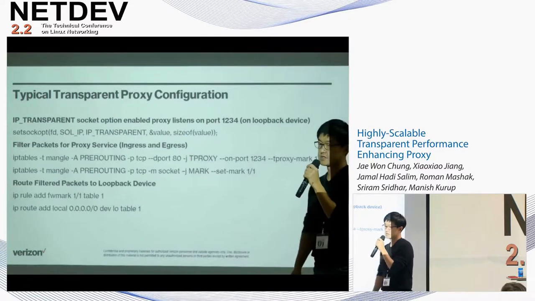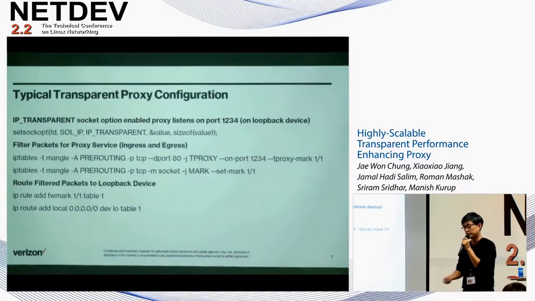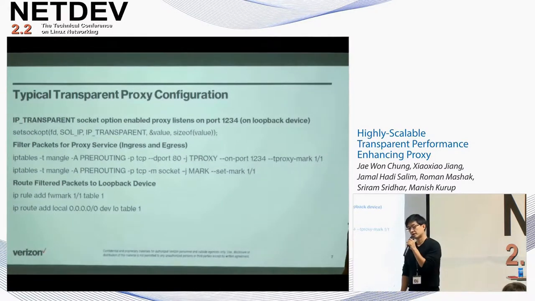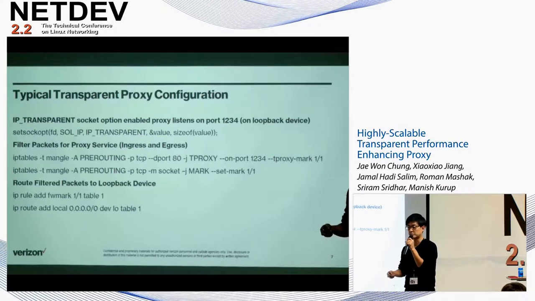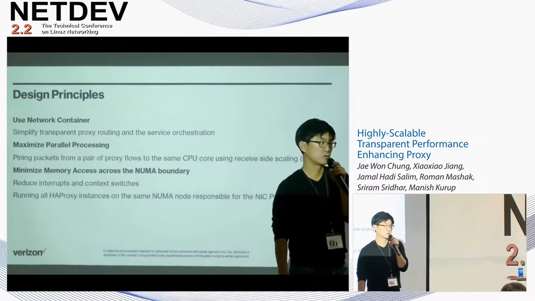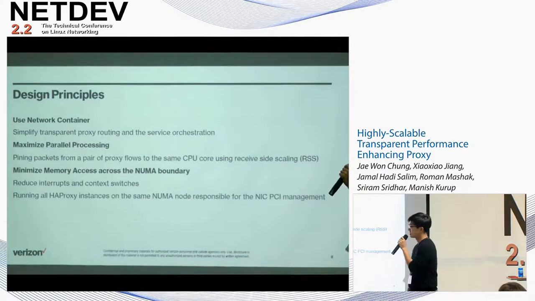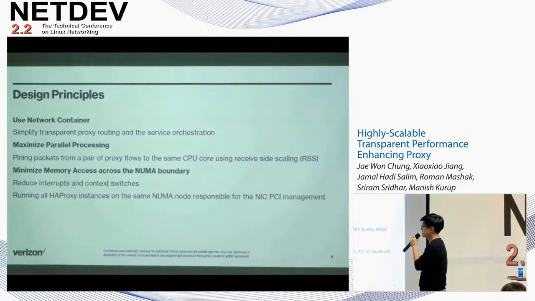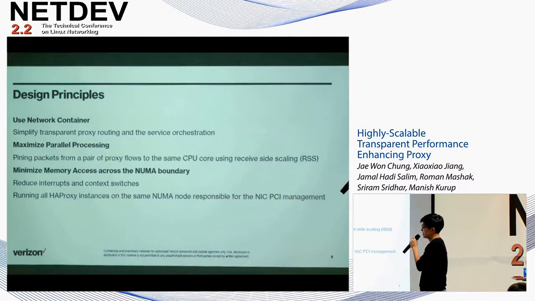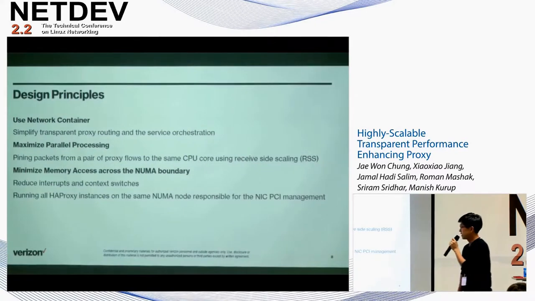if you want to productize this, then you probably want to log into those hosts and do some other things, and setting all this routing in the host makes the product not really good in terms of maintenance and all that stuff. So our first design principle was to use a network container and put the proxy in the network container. The second design principle was to maximize the parallel processing. This is not a new thing; you probably do this for all Linux-based applications.